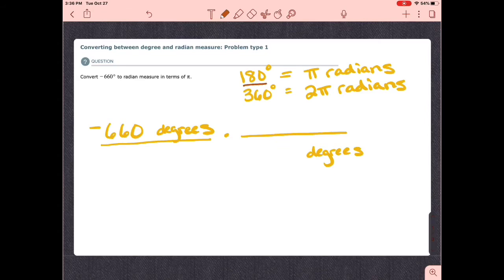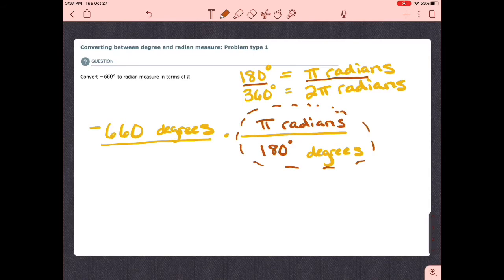Up here we know that 180 degrees is pi radians, so we'll put this in here. 180 degrees is pi radians, and in effect we have just created a fraction. This fraction right here equals 1. Pi radians being exactly the same as 180 degrees is the same as if I made a fraction like 3/3. Pi radians over 180 degrees is like saying 1 because they're equal on the top and equal on the bottom.